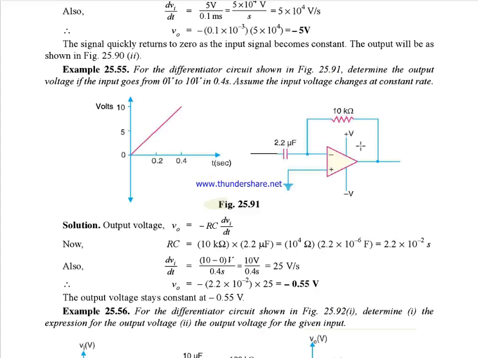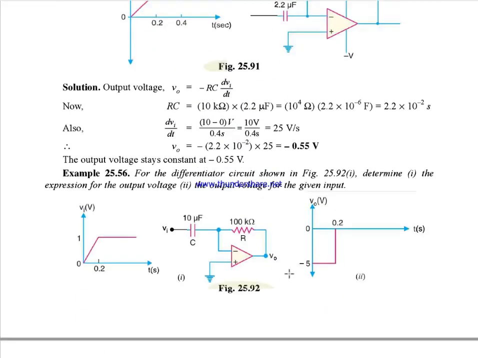Another one: determine the output voltage if the input goes from 0 to 10 volt in 0.4 second. Direct problem, the output is minus RC dVi by dt. RC is given, and dVi by dt is the change from 0 to 10 volt within a time period of 0.4. So 10 by 0.4, and you will get the output as minus 0.55.